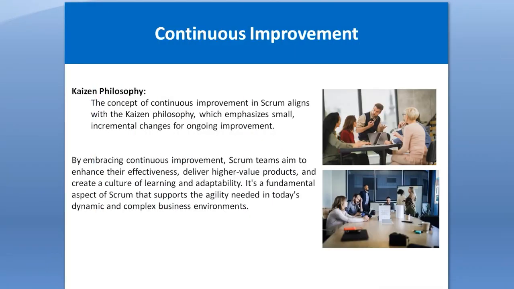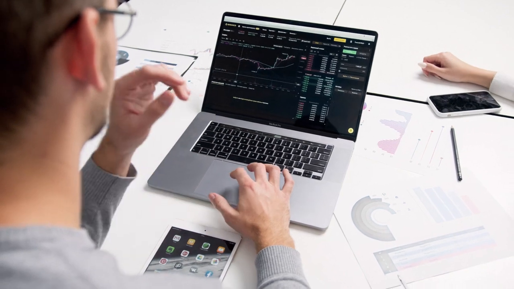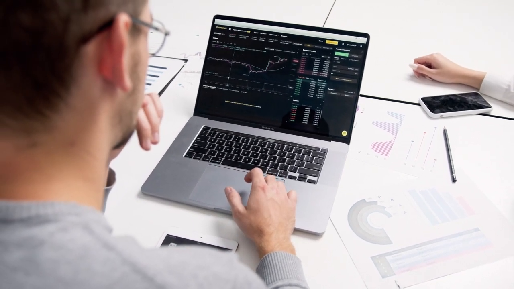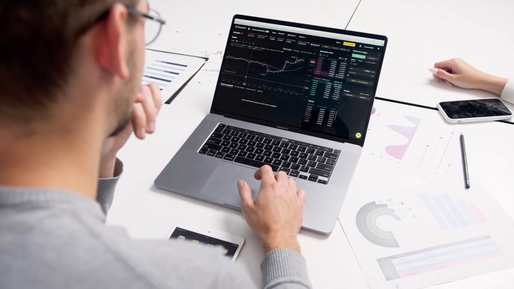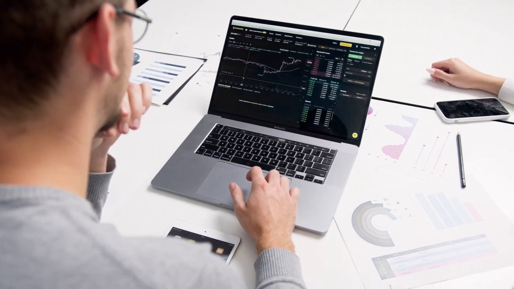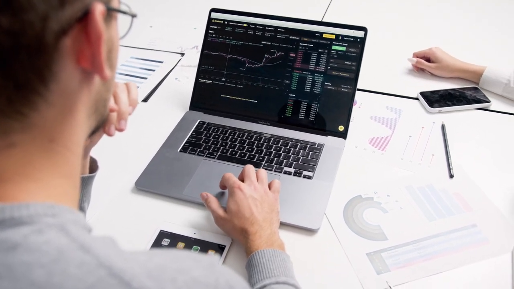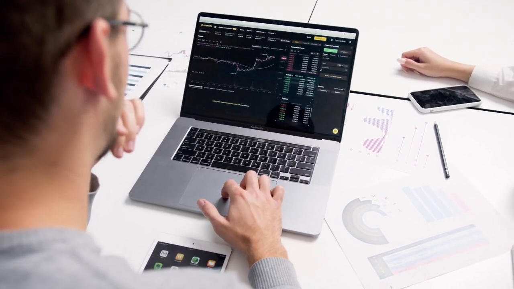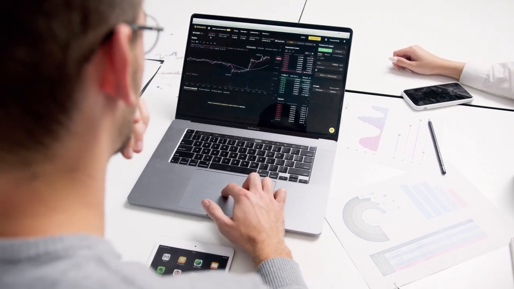Kaizen philosophy. The concept of continuous improvement in Scrum basically aligns with the Kaizen philosophy, which emphasizes small incremental changes for ongoing improvement. So by embracing continuous improvement, Scrum teams aim to enhance their effectiveness, deliver high value products and create a culture of learning and adaptability. It's a fundamental aspect of Scrum that supports the agility needed in today's dynamic and complex business environments.